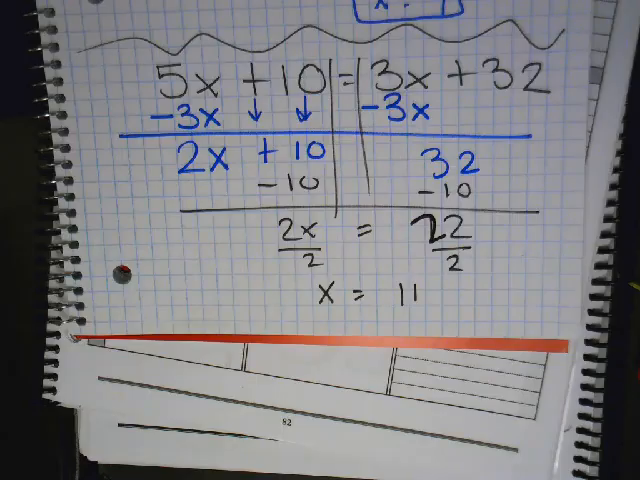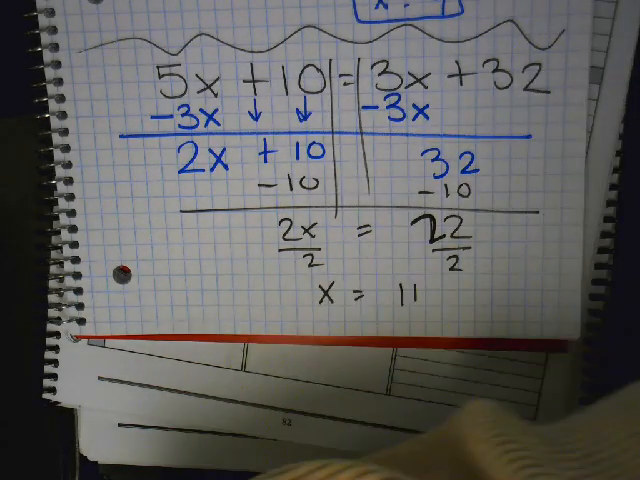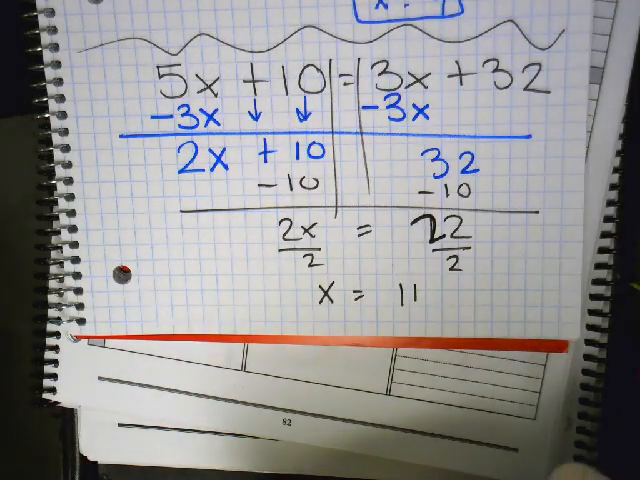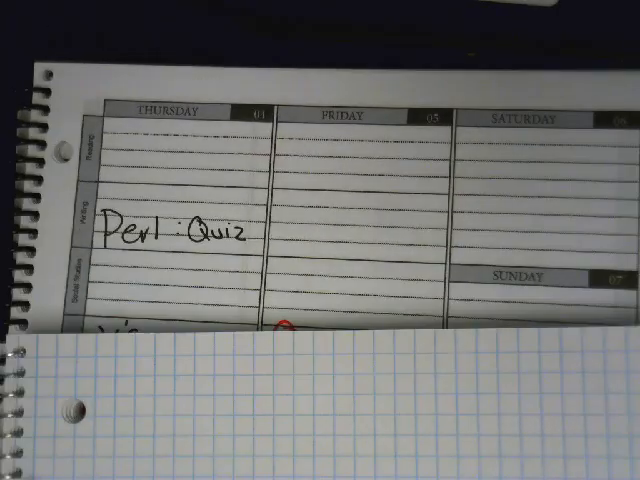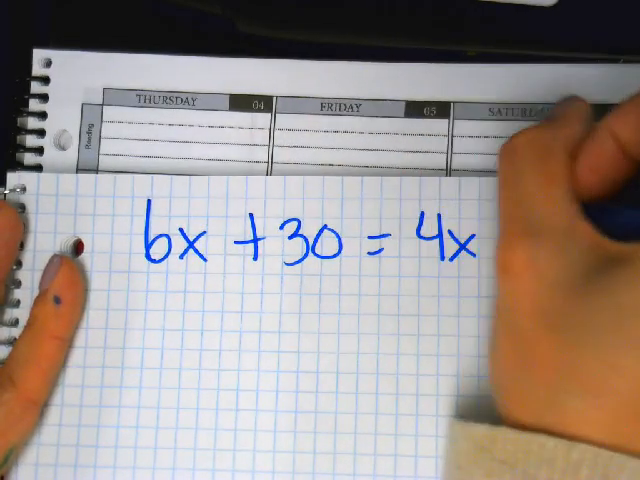All right, let's practice another one. 6x plus 30 is equal to 4x plus 80.